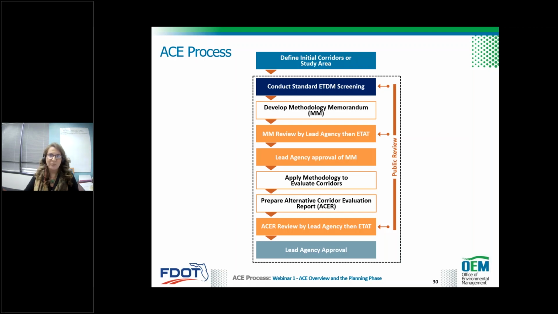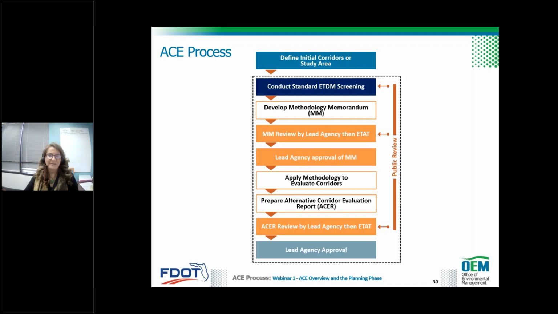Remember, whether that's planning or programming is a function of where you are in project development at the time and what information has been done, maybe as past planning efforts. Subsequently, in the white box, the study team develops a methodology memorandum. This is used to inform agencies and really all stakeholders on the proposed approach to analyze and document the decisions regarding the alternative corridors. The next two boxes in orange, the methodology memorandum is reviewed by the lead agency and the ETAT and subsequently approved by the lead agencies.